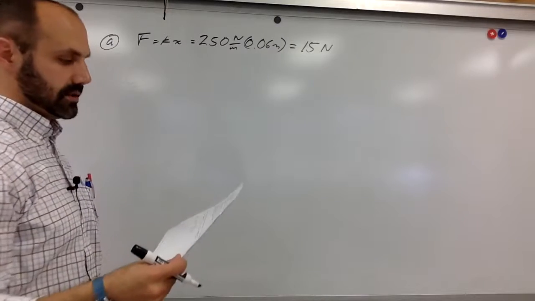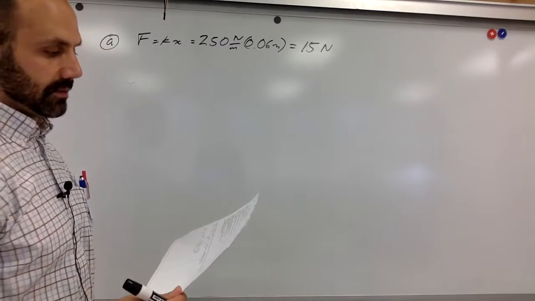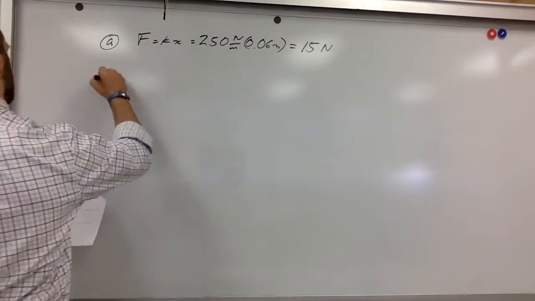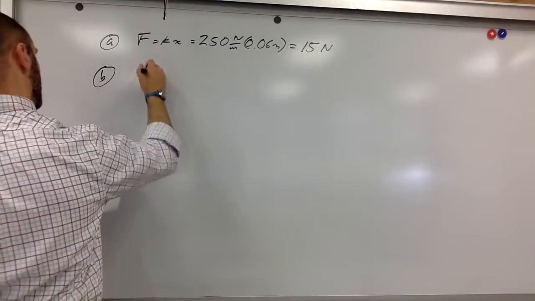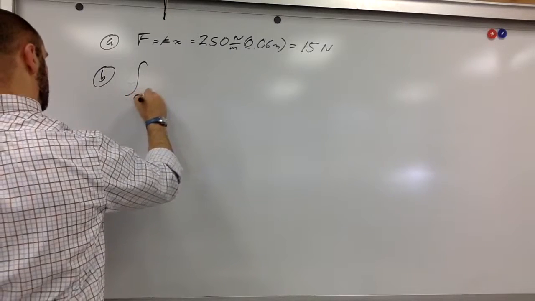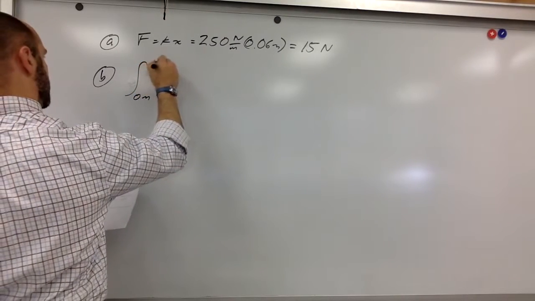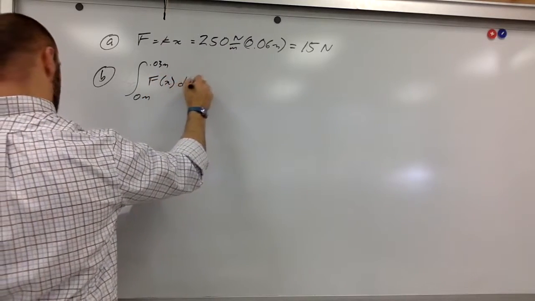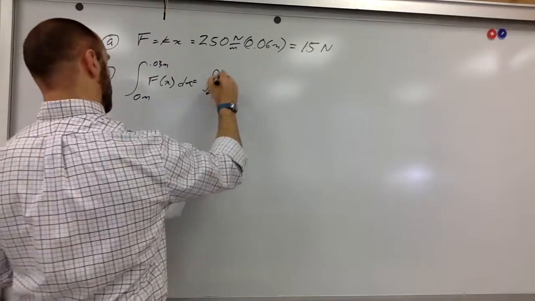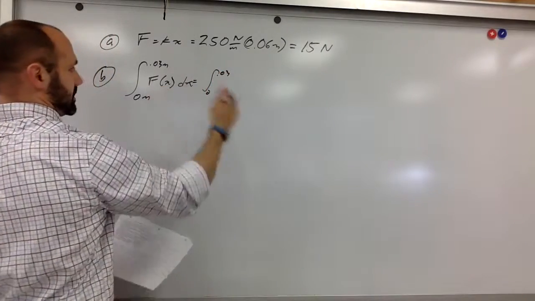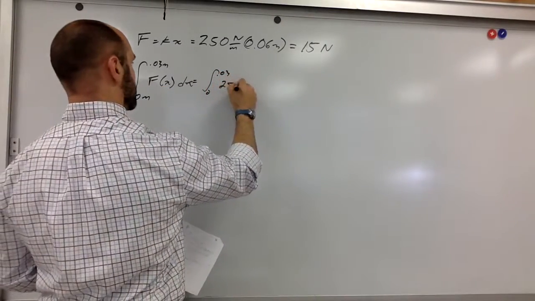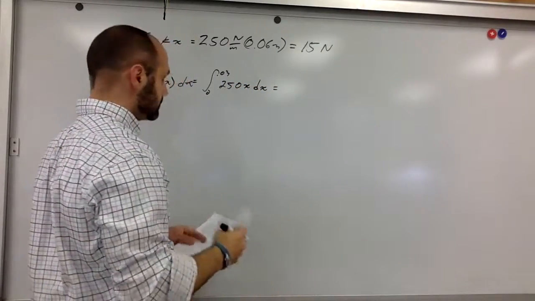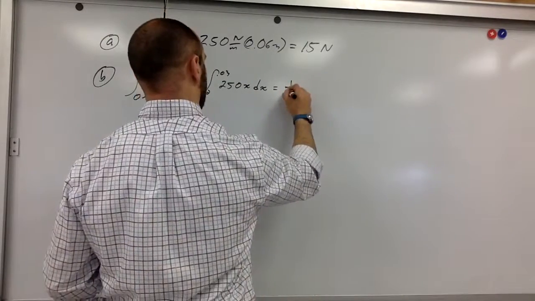Now I want to know how much work did the applied force do compressing the spring from equilibrium to 0.03 meters. All right, so let's take a look. If we use calculus, we're going from 0 meters to 0.03 meters. F is a function of x dx. So this is 0.03, and f of x is kx. K we know is 250. So 250 x dx. So this is going to end up being 125.